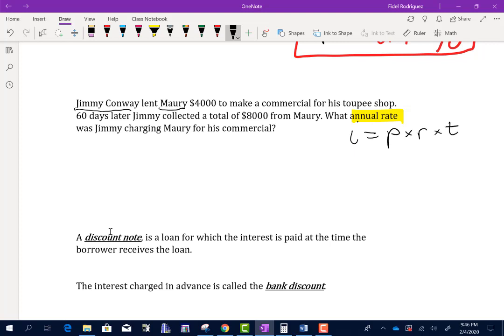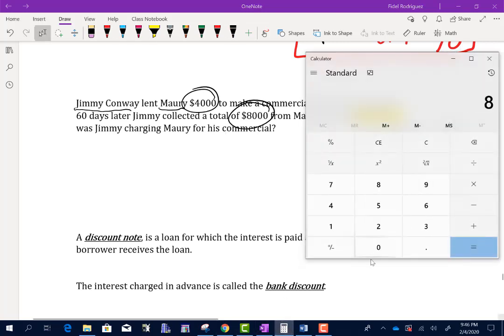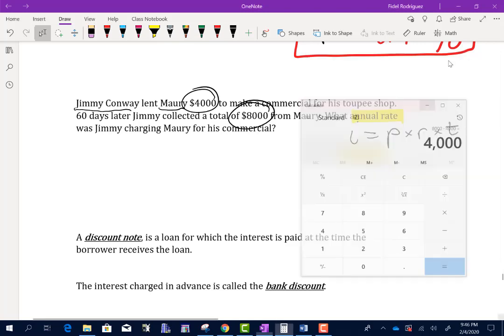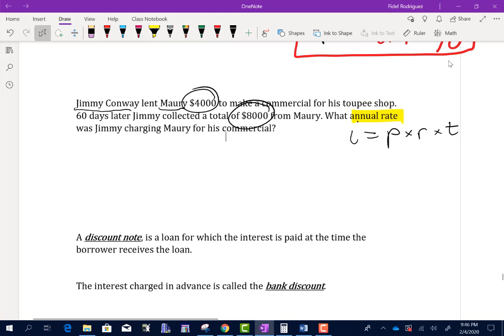All right, so let's see. The amount of money that he borrowed was $4,000. He had to pay him $8,000. So how much did he pay in interest? Well, $8,000 minus $4,000. He paid him $4,000 in interest. Okay, so let's do the same thing here.